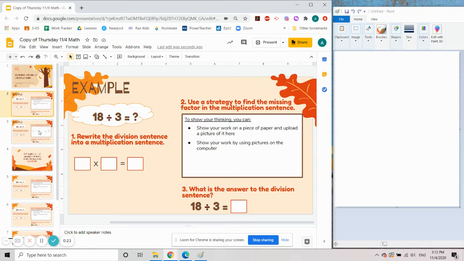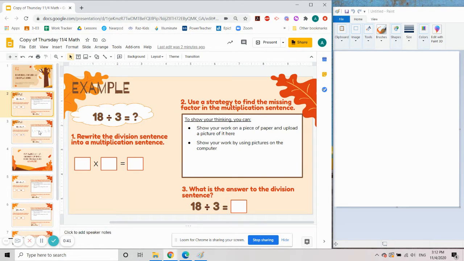The first step is to rewrite the division sentence into a multiplication sentence. Here I have 18 divided by 3 equals question mark. Notice how one of the numbers is missing. It's a question mark because that's the number that you are trying to solve for.